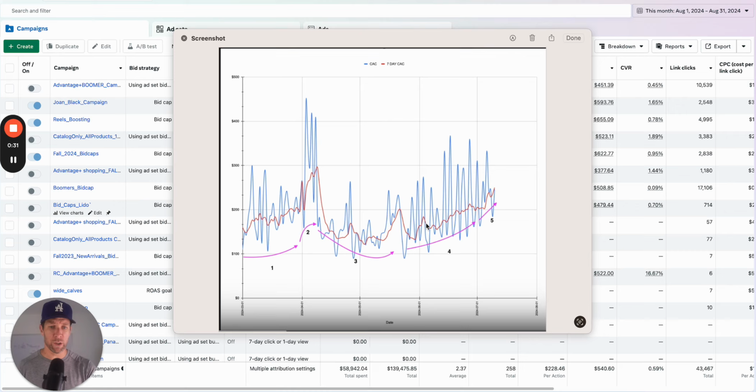I want to show you, on this ad account, what context I came in with, okay? So what you see here is day by day, the blue line is CAC blended across the entire site. The red line is a 7-day blended CAC. So it gives you the trends of everything, and the pink lines are overlaid.